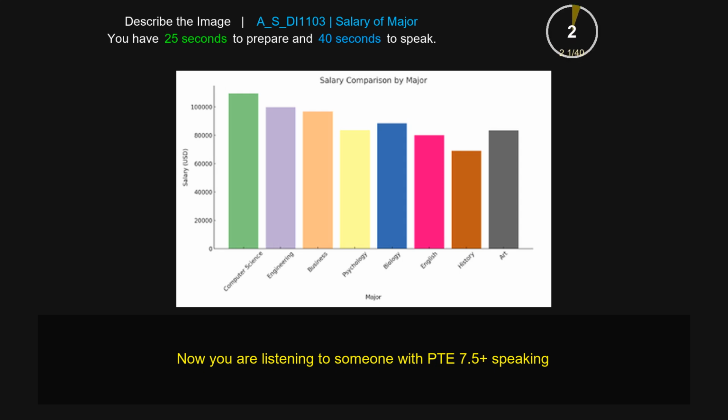The given image is a bar chart. It gives us information about the salary comparison by major. On the x-axis we have the names of the majors, which comprise computer science, engineering, business, psychology, biology, English, history, art. On the y-axis we have the salary in US dollars, which ranges from 0 to more than 120,000. It is evident from the bar graph that the highest salary is drawn by computer science and the least salary is drawn by someone who studies history. Overall, it gives us information about the salary comparison.